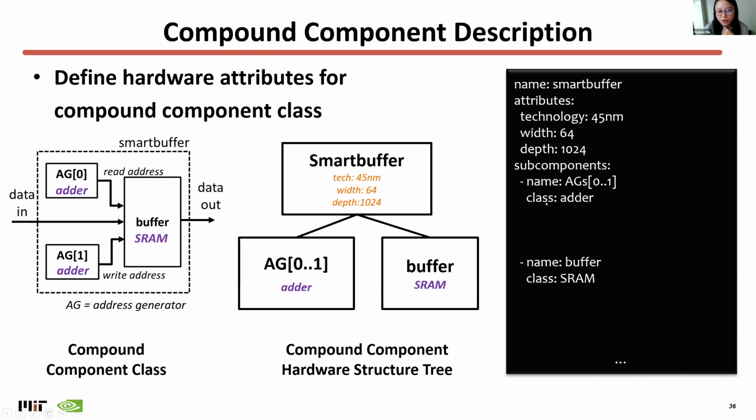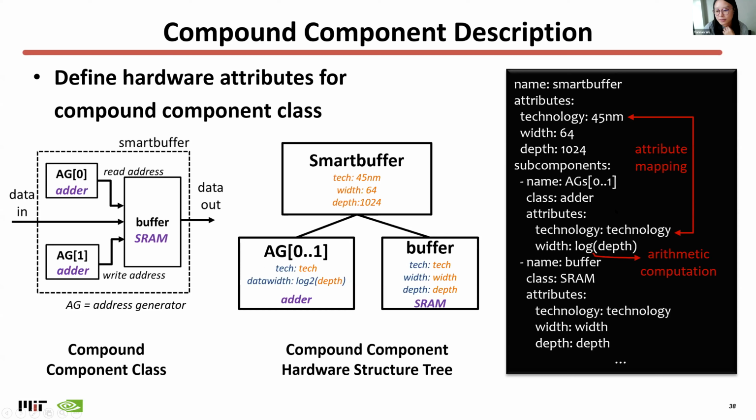And as I said, we also want to describe the hardware attributes associated with the compound component class. Again, we're using very intuitive attribute names: technology, width, and depth of the smart buffer. And you do want to project it to the lower subcomponents, which are primitive components, so that we can have a good way of estimating energy consumption of this high-level component.